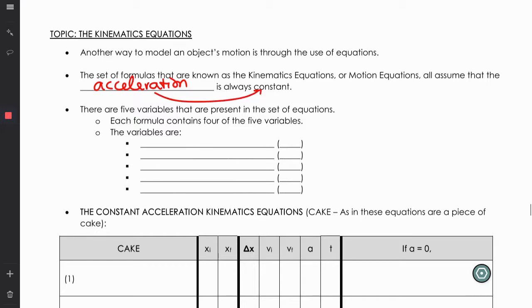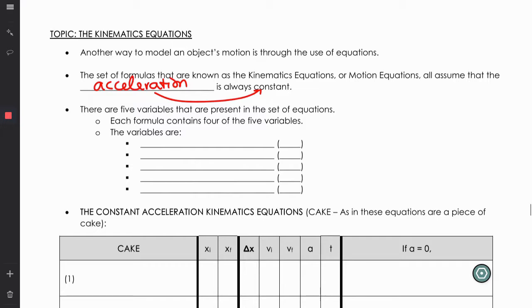With this being an algebra-based class, it is very important that the acceleration is constant. If you take Physics C, then the acceleration at times will not be constant, but that's just for them, for College Board to be able to use calculus. Now, what you'll see is there are 5 variables present in this set of equations, and each of the formulas will contain 4 of the 5 variables.